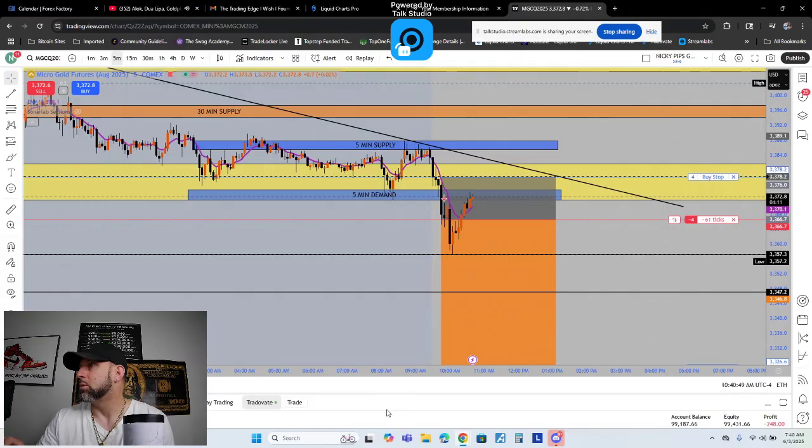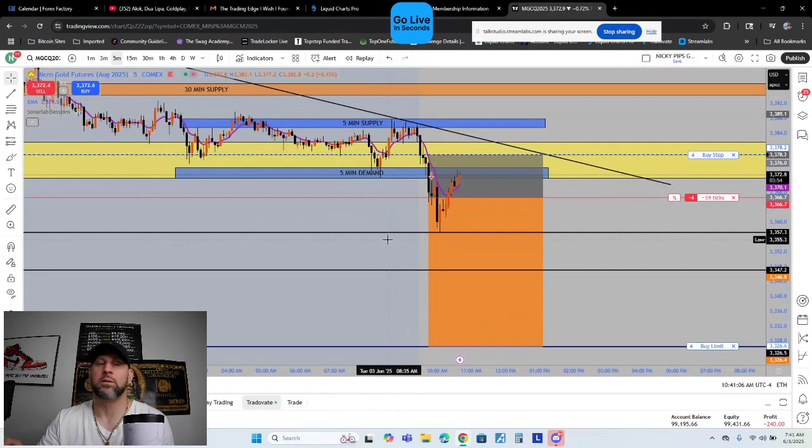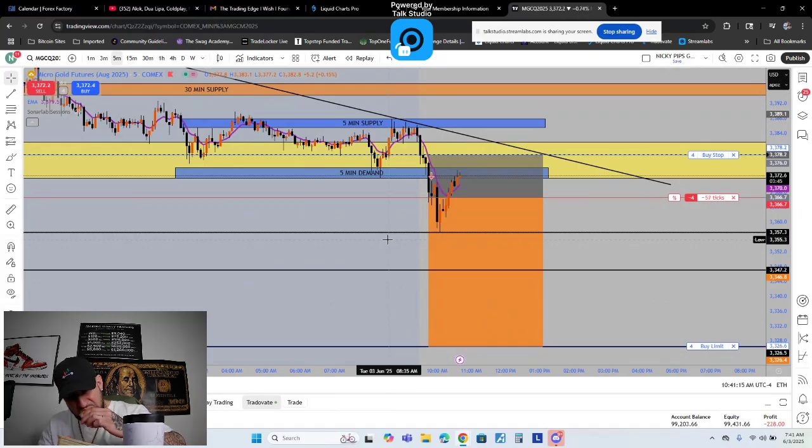But I'm already $260 in drawdown. So this trade turned great until it didn't. But you know what? We're gonna let it play out. Because if we do get a rejection off of this support level, we might go right back in our favor.